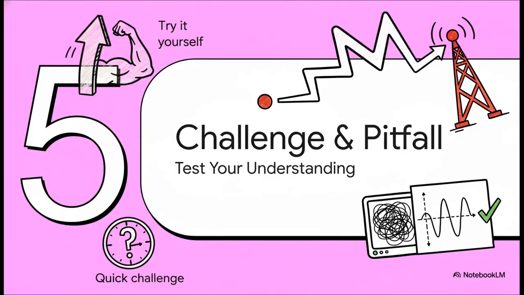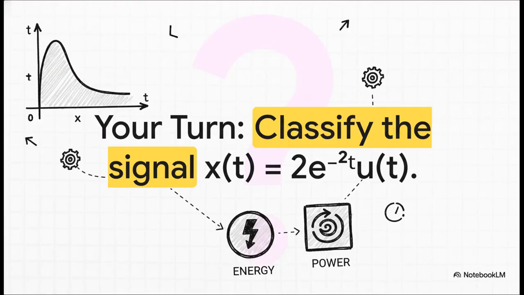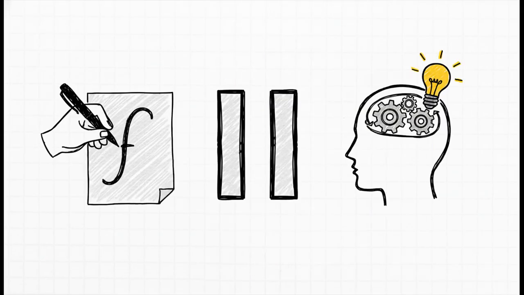All right, so you've seen the process in action. Now it's your turn to give it a shot. This next part has a quick challenge for you, and we'll also talk about a very common mistake you'll want to avoid. So here is your challenge problem. Your job is to classify the signal x of t equals 2 times e to the minus 2t times the unit step. This looks pretty similar to our first example, doesn't it? So you should know exactly what to do. Seriously, go ahead and pause this explainer right now, get out a piece of paper, write down that energy formula, and see if you can work through the integral. Let's see what you come up with.